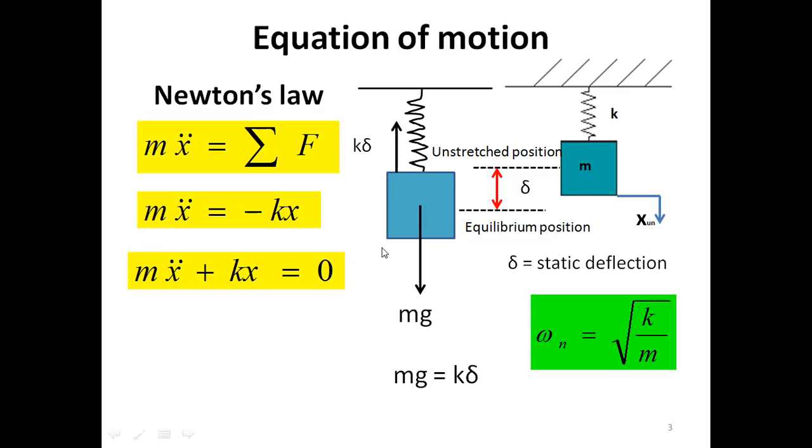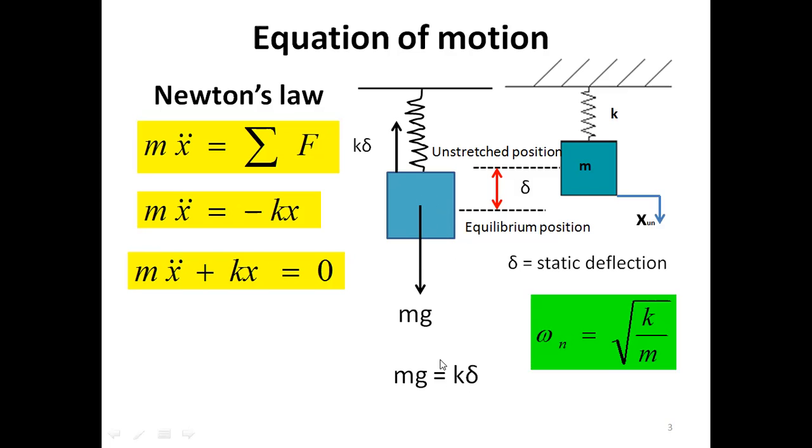When the system is at rest at the equilibrium position, if we look at the free body diagram, the weight is acting in the downward direction, and the spring force due to static deflection is in the upward direction. If we apply the condition of statics, the algebraic sum of all the forces must be equal to 0. The system is at rest, so mg is equal to k delta. The system is not vibrating and is at the equilibrium position.